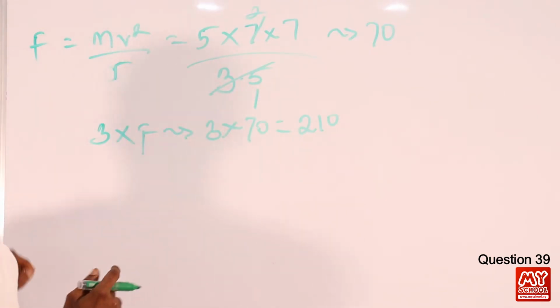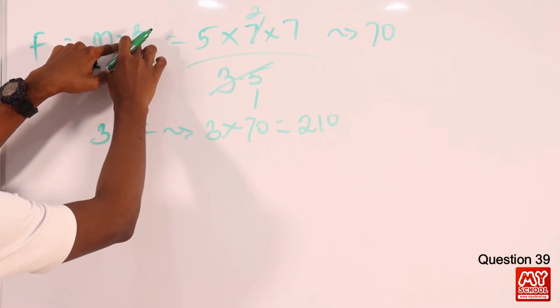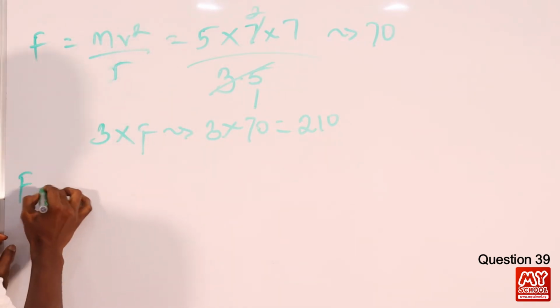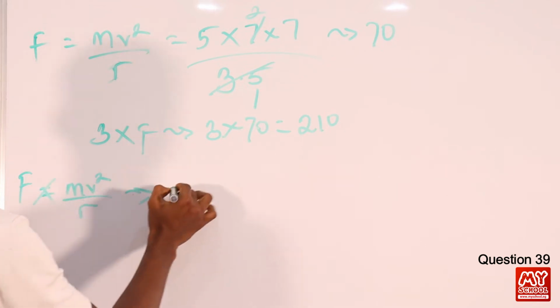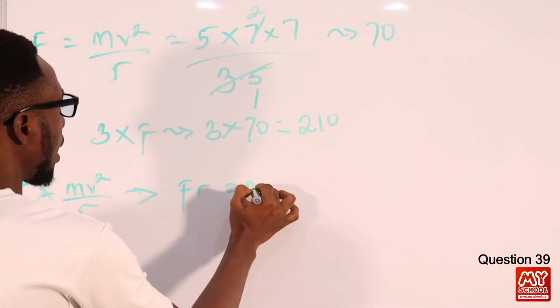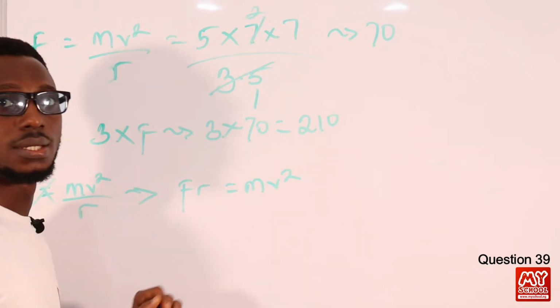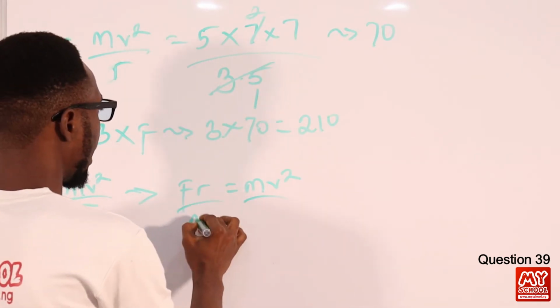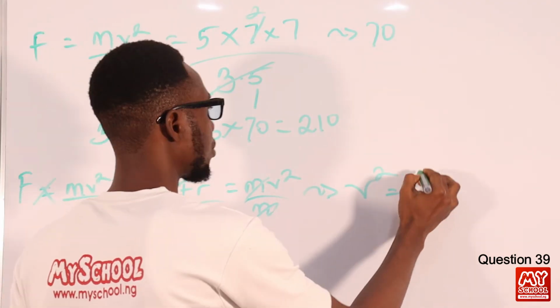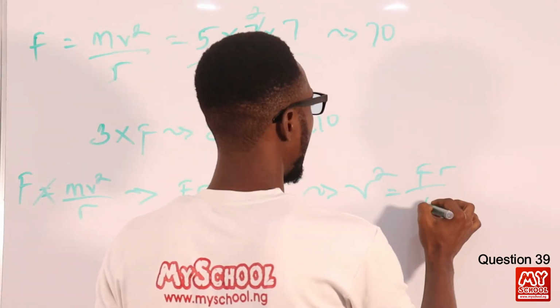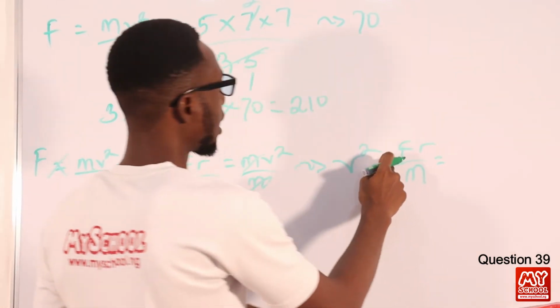All right, so at first let's make v the subject of the formula. Given this formula, mv square over r, that at first means Fr equals mv square, isn't it? If we divide both sides by m, that implies that v square is equal to Fr over m. Okay, now the force has been tripled.